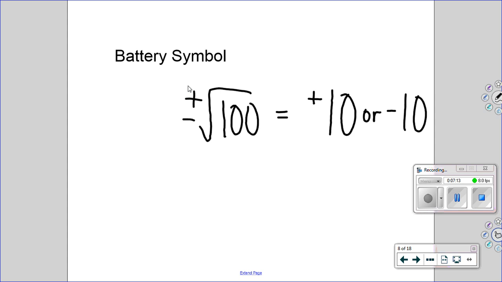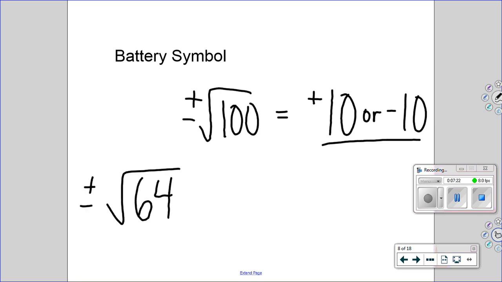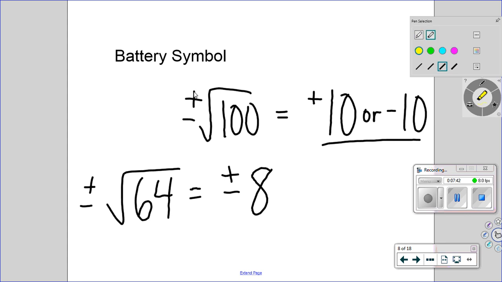Alright, so this is a lot of writing, having to write it out like this. The short way to write a problem like this, so maybe you have the square root of 64. They're going to ask what are all the possible answers for the square root of 64. You can just write the battery symbol and then 8, because the square root of 64 can either be positive 8 or negative 8. Okay, so you will see that in a lot of the problems that we do. You'll see the little battery symbol.